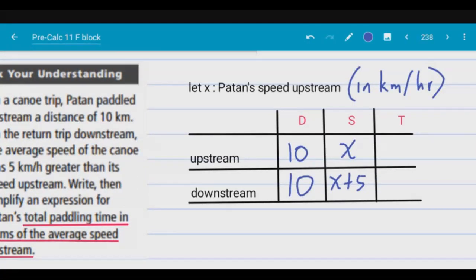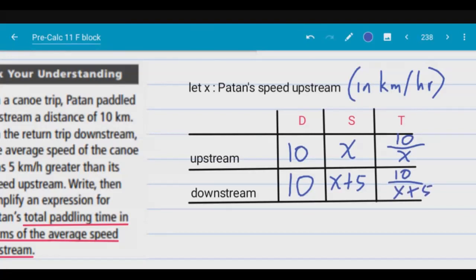So how long would it have taken this person to cover that distance? Well, if the distance is 10 and the speed was x, that means distance divided by speed would be 10 over x. So the time it took for Patan to go upstream was 10 divided by x. What about downstream? It would have taken 10 divided by x plus 5.